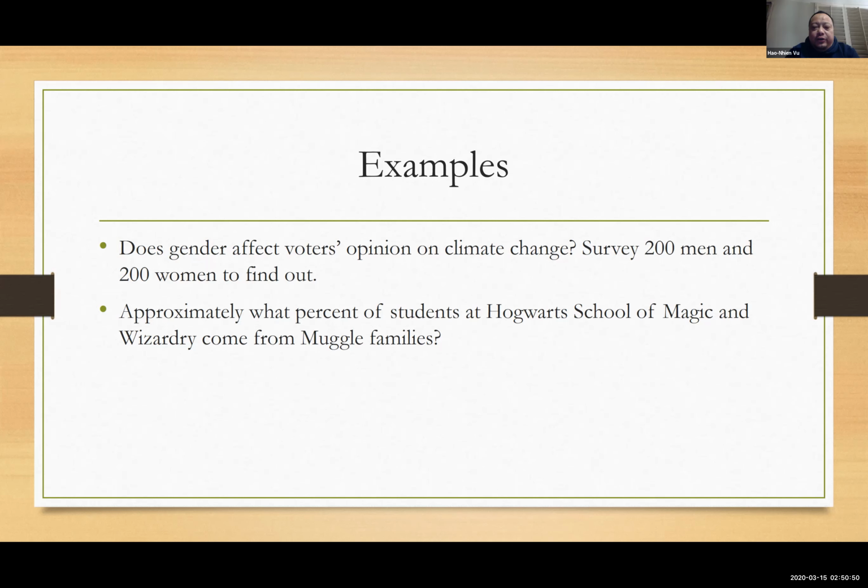Okay, gender affects something. So there are two genders, there's men and women, and it says survey 200 men and 200 women. Well, the 200 men is just a sample. The 200 women is also just a sample. So where are my populations? And don't be distracted by that. If you thought about that, then that was very astute of you, but don't let that distract you.